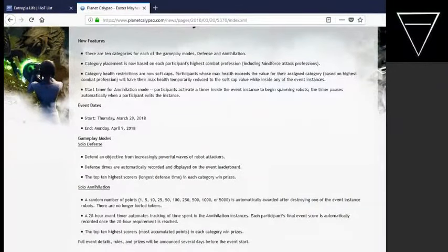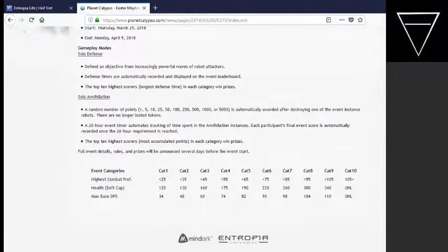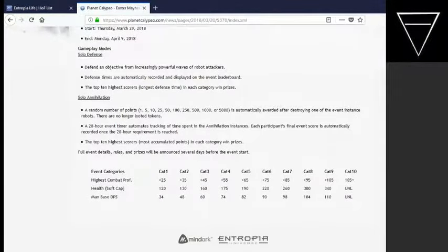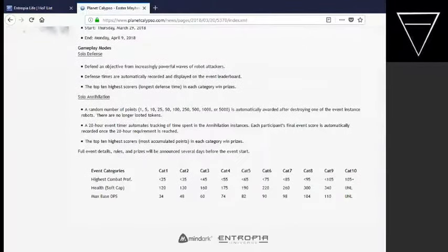In the Easter Mayhem, they're changing things around again. There will no longer be looted tokens. Instead of blocking you from entering the low-level categories, they're just going to shrink your health to this total. So even an Uber can participate in Category 1. Oh, well, not an Uber, I guess, because you still have to meet the combat profession requirements. But if your health is over the soft cap, they'll just lower your health to the cap for the event.